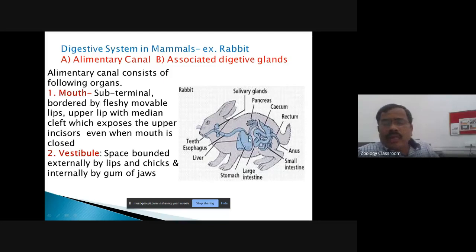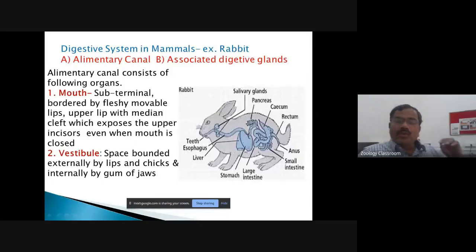Then another one, the largest gland, that is liver. Liver lobes are there, a dark brown colored gland. It also helps in the process of the digestion. Then this gland, that is the pancreas. So pancreas is another gland. These glands, the pancreas, liver, and the salivary gland, remain outside the alimentary canal and pour their secretion into the alimentary canal. So these are the digestive glands.